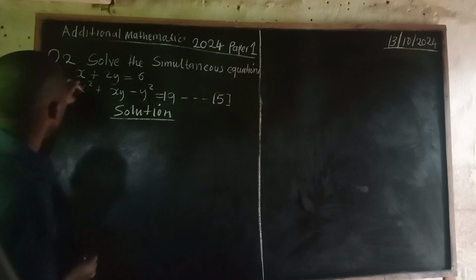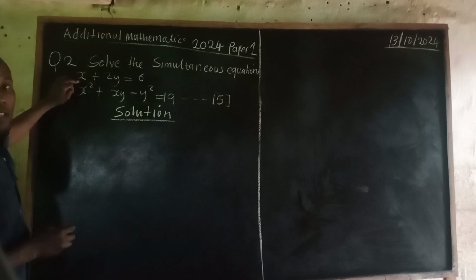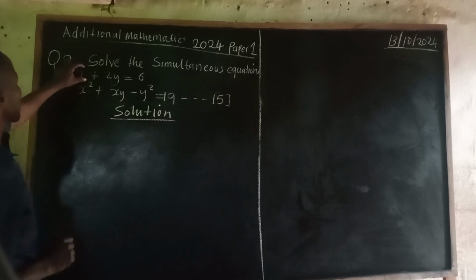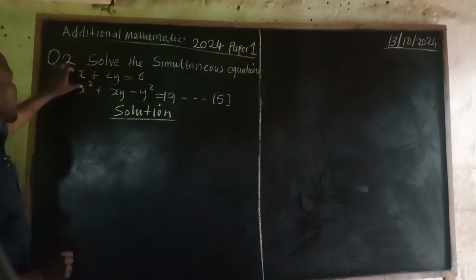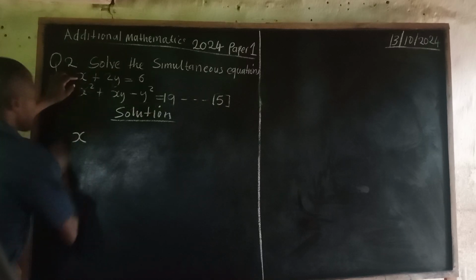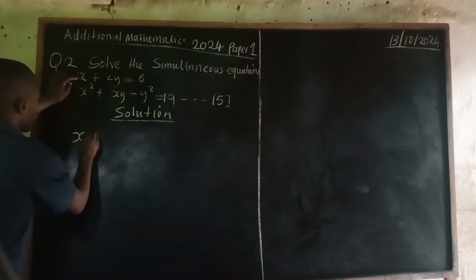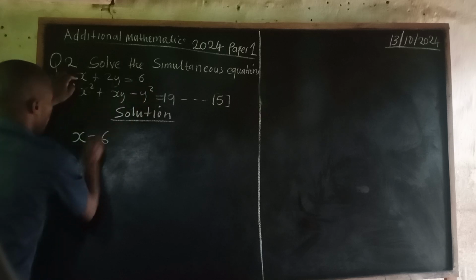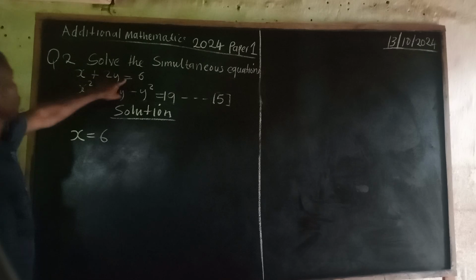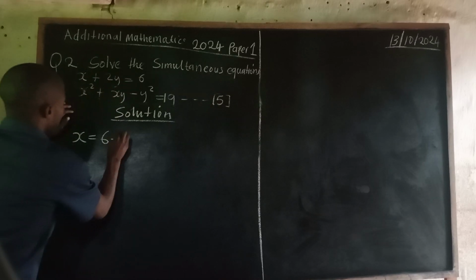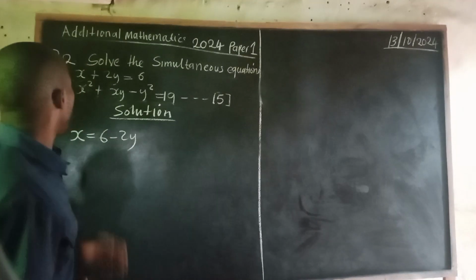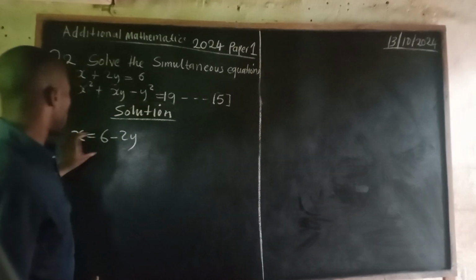So now we are taking the first equation so that we can make either x or y the subject of the formula. Let us go direct to x, because the coefficient of x is 1. So we just say x equals 6, then this is positive 2y. When it goes to this side, crossing the sign, it will be what? Negative 2y.